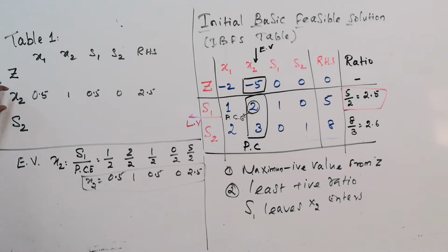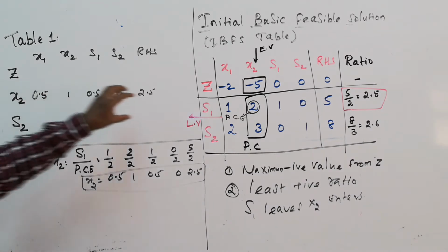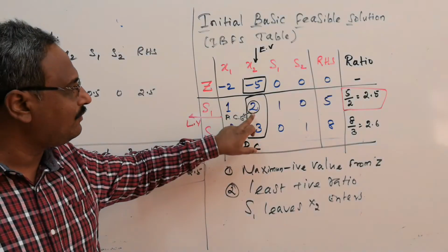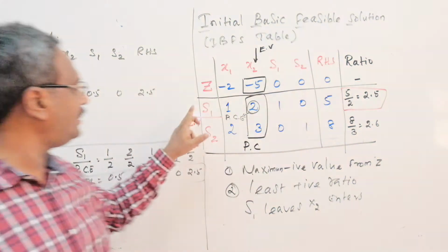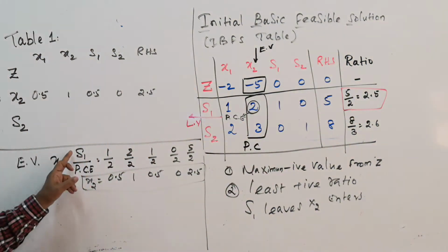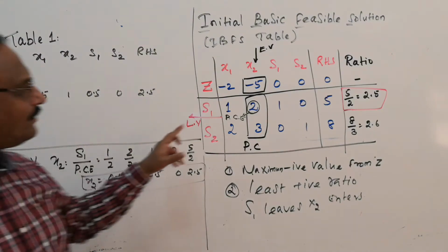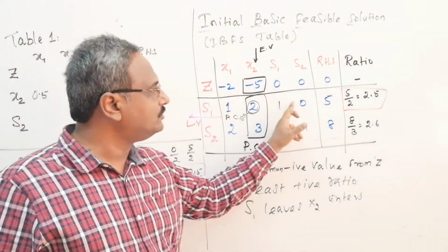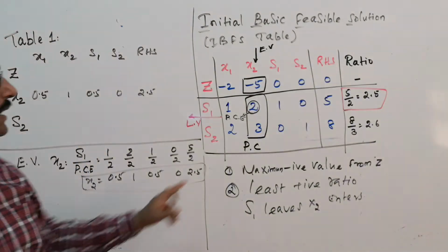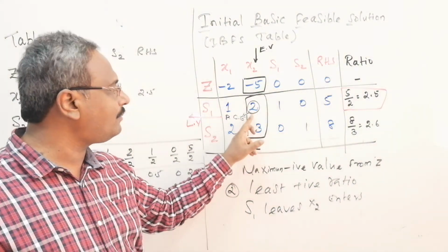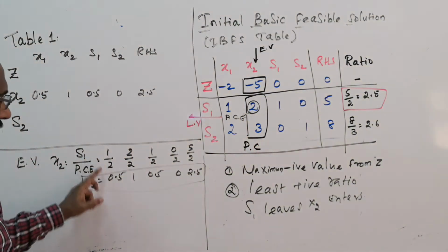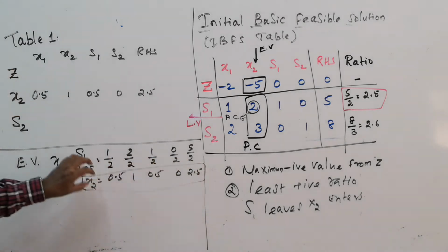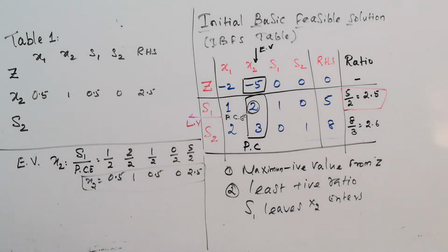So for my new entering variable value, first we take the leaving variable and divide by the corresponding pivotal column element. S1 is the leaving variable, so I take the values of S1 as they are: 1, 2, 1, 0, 5. Then I divide by the corresponding pivotal column element, which is 2. So 1 divided by 2, 2 divided by 2, and so on. Now I am going to find the new rows.